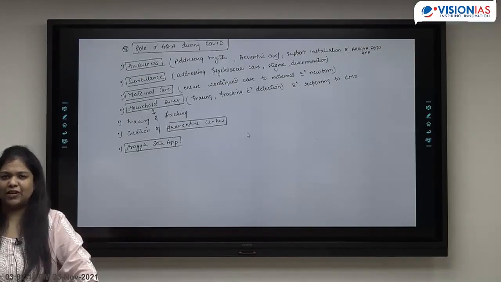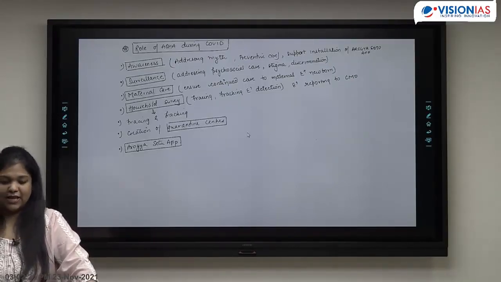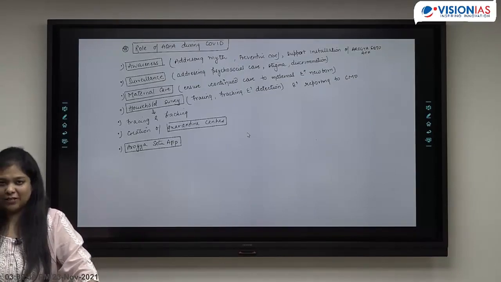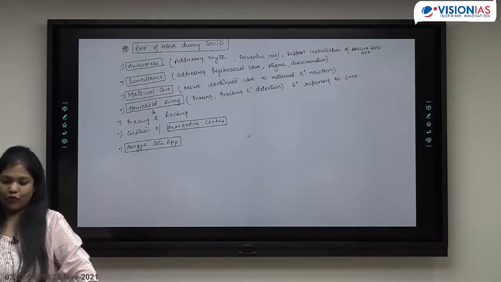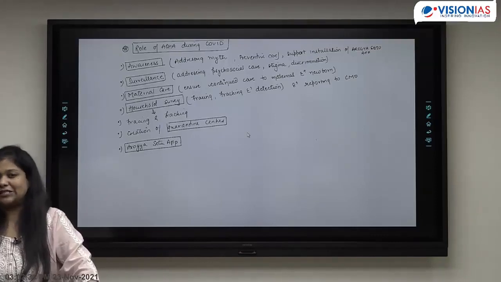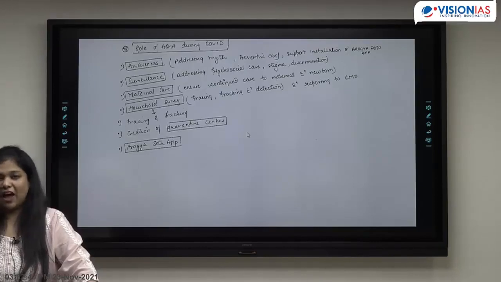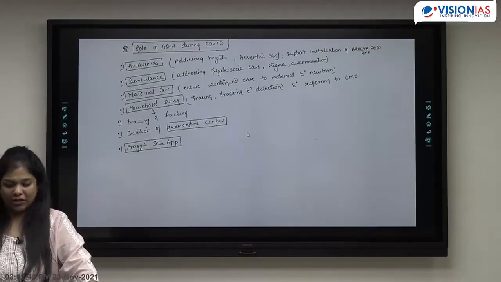For example, any kind of psychosocial care, the problem of stigma and discrimination, they have addressed that. Then they have continued to provide maternal and child health care. Then household surveys have been done with respect to tracking, tracing, detecting the incidences of COVID. Then creation of quarantine centers, or installation of the Arogya Setu app. So they have provided all possible means of assistance.